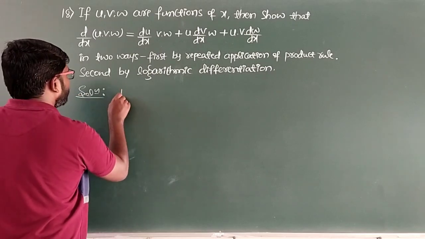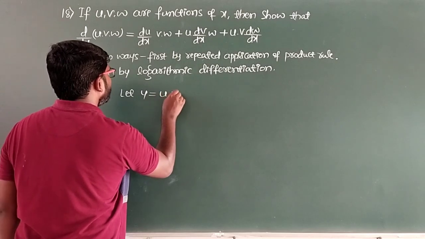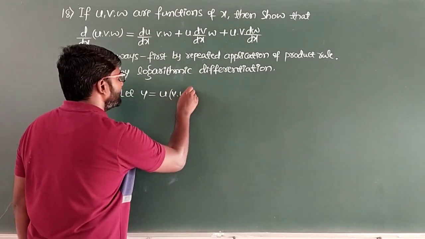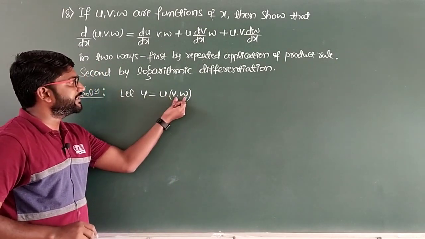So let y be equal to u into v into w. So now I will consider vw as one term, u as the first term and vw as the second term.